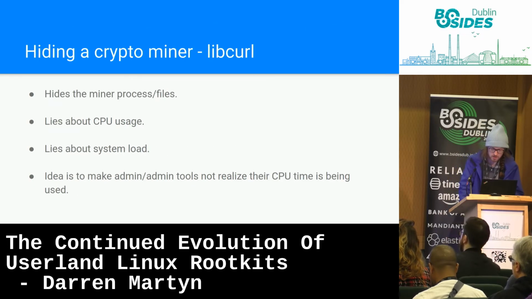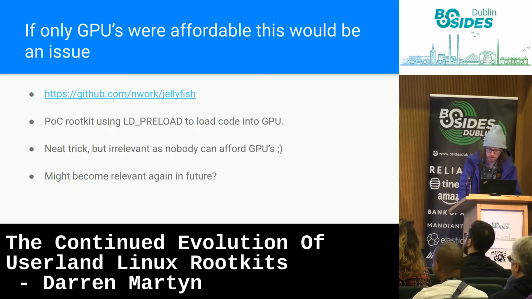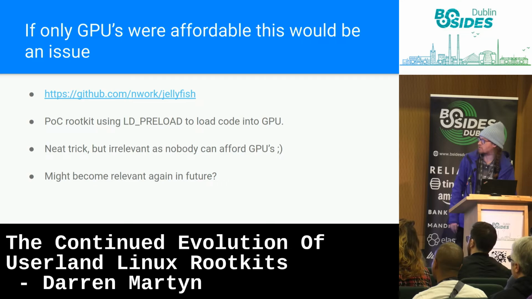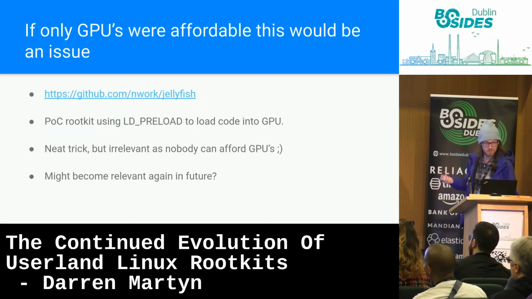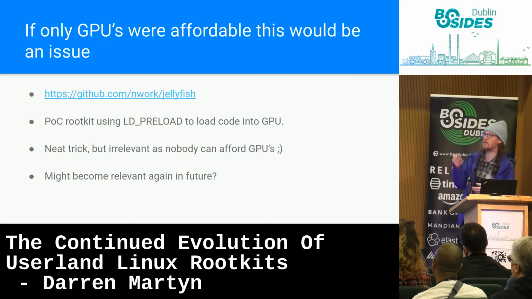And the last one that I want to point out, and this is just kind of where things are going, that's kind of interesting, but it's completely irrelevant because nobody can afford GPUs. But a few years ago, some guys, Team Jellyfish, worked out they could use the LD preload thing and then load their code into the GPU. Their whole trick was hiding executable code in the graphics card's memory by loading in some OpenCL stuff. It's open source, their work.